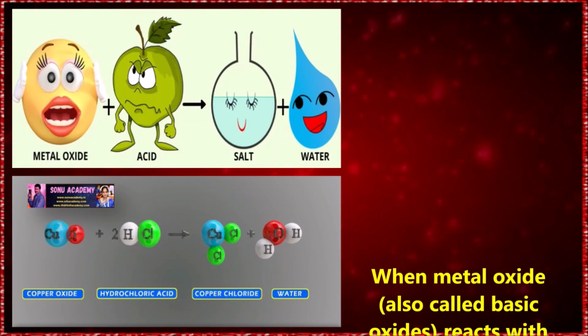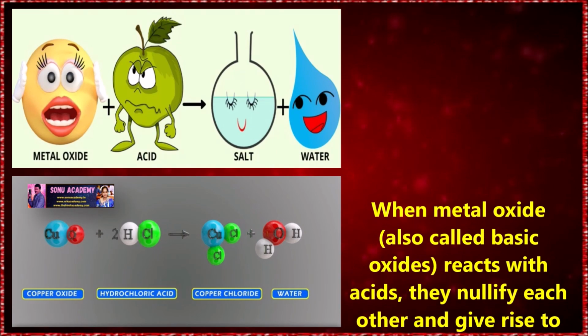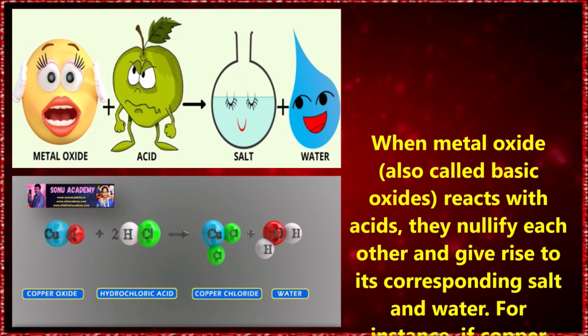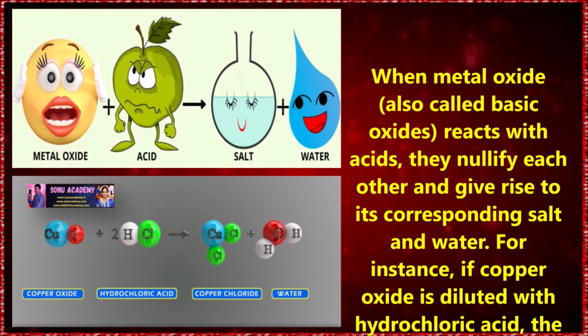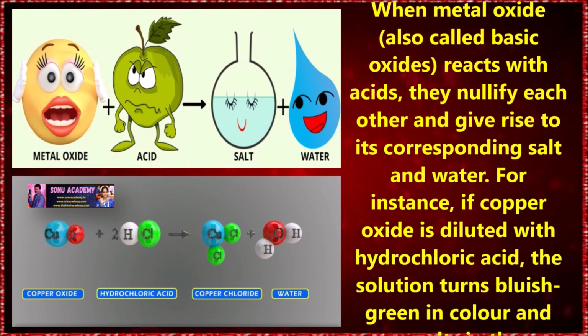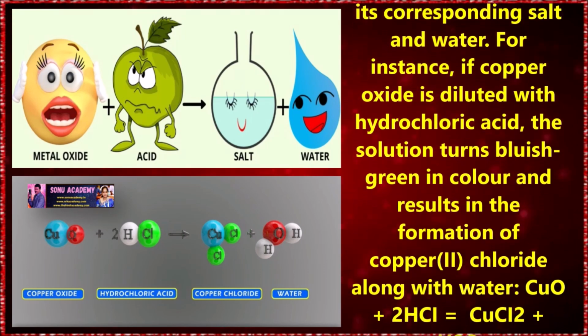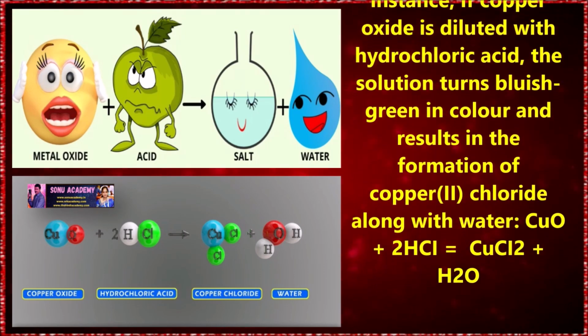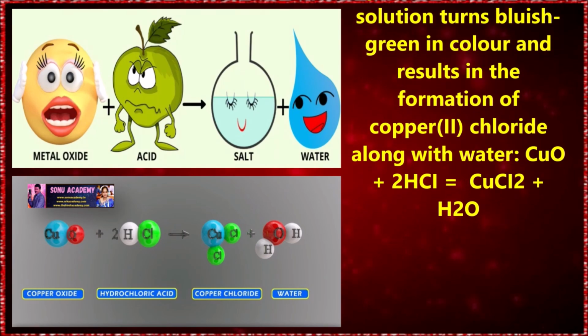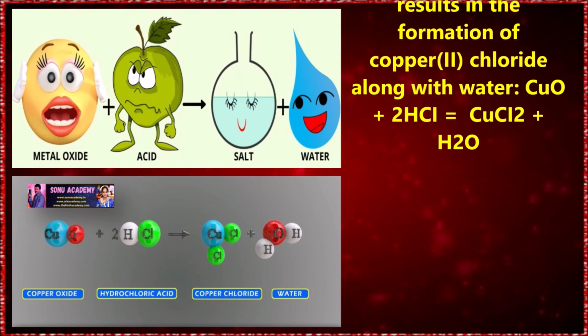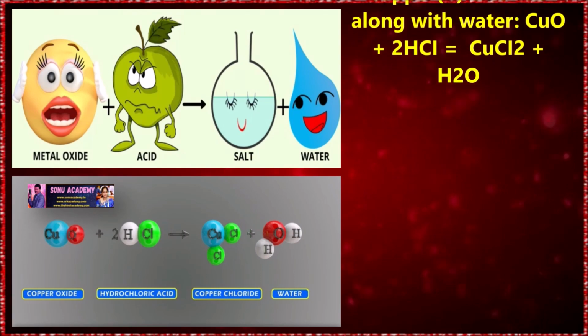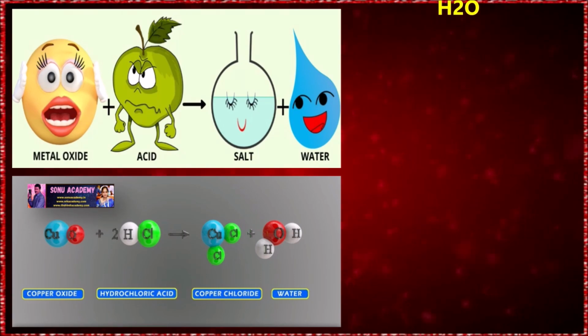Children, let us see what happens when metallic oxides react with acids. When metallic oxides, also called basic oxides, react with acids, they nullify each other and give rise to the corresponding salt and water. For instance, if copper oxide is treated with hydrochloric acid, the solution turns bluish green in color, resulting in the formation of copper(II) chloride along with water.